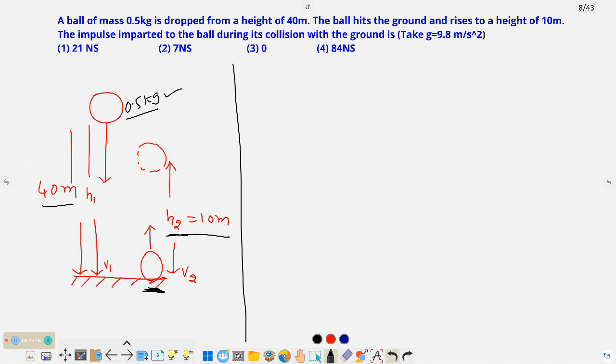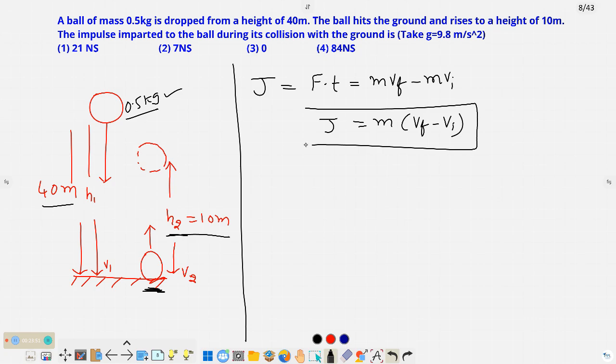Already you know the concept, and that impulse we indicate with J. Whenever impulse takes place, what happens? A sudden, large amount of force acts on the body, so a sudden change in momentum takes place. So impulse can be written in terms of F into T, or in terms of change in momentum, that is final momentum minus initial momentum. In this case the mass is 0.5, which is the same, so I can write m into v final minus v initial. This is the formula we can use to find the impulse imparted.